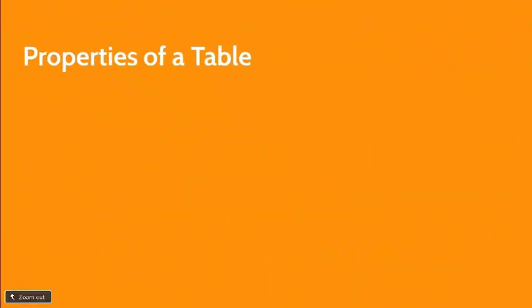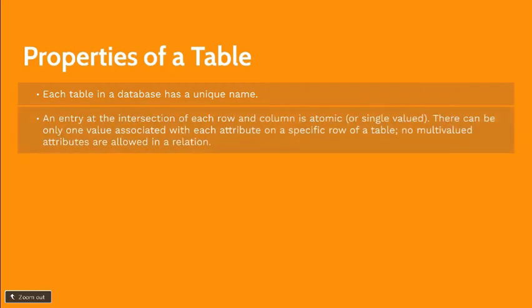Please be noted about these properties of a table. Number 1, each table in a database has a unique name. An entry at the intersection of each row and column is atomic, or a single value. There can be only one value associated with each attribute on a specific row of the table. There should be no multi-valued attributes allowed in the relation.